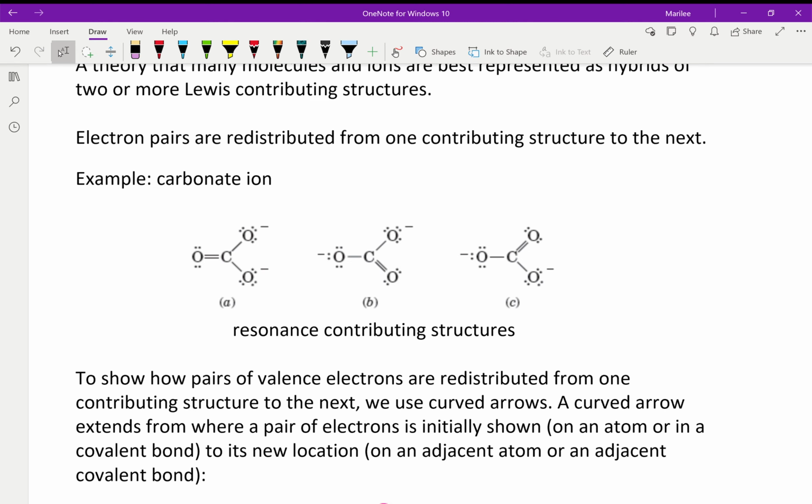We have the carbon, which we know has four outer shell electrons, so the four needs to be occupied, right? So the carbonate ion has one carbon and three oxygens. One of the oxygens will have a double bond with the carbon, but another oxygen can also have a double bond with the carbon, or the third oxygen can have a double bond with carbon. Therefore, resonance means that this double bond can be interchanged between the oxygens and the carbon.